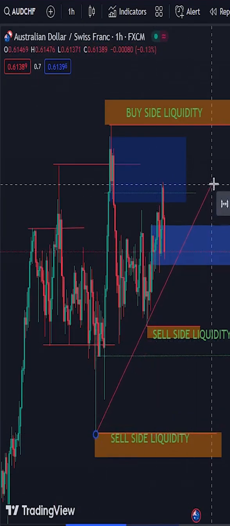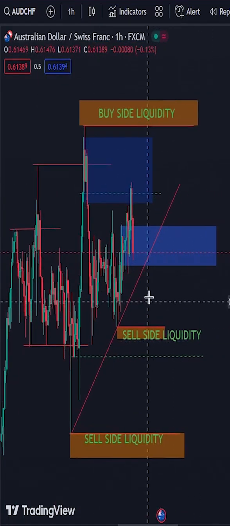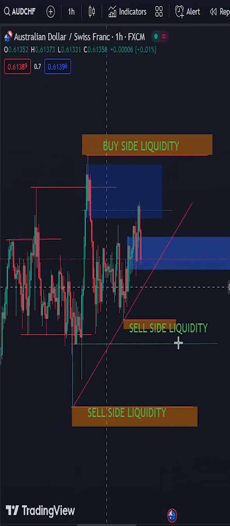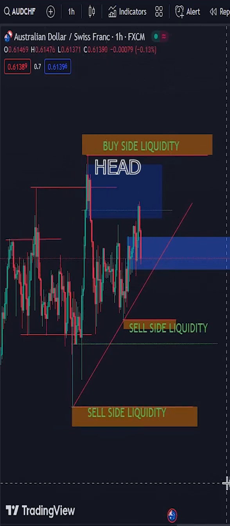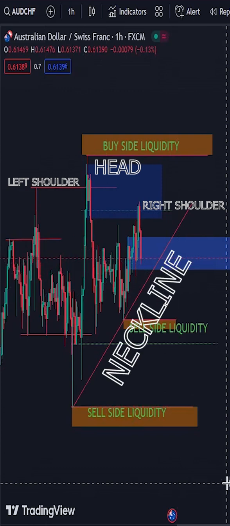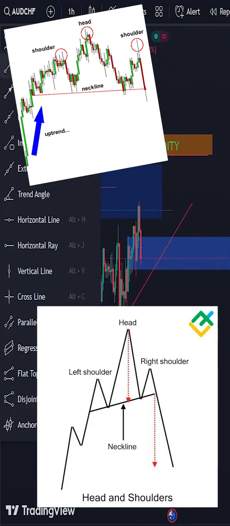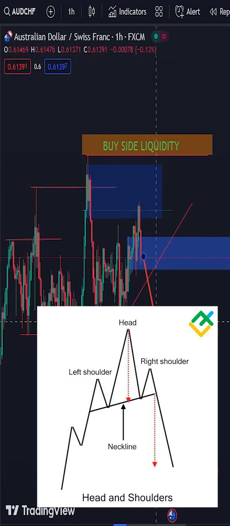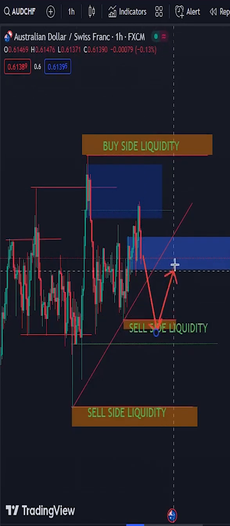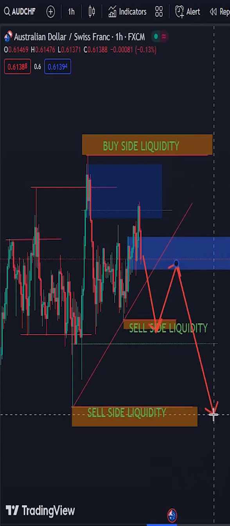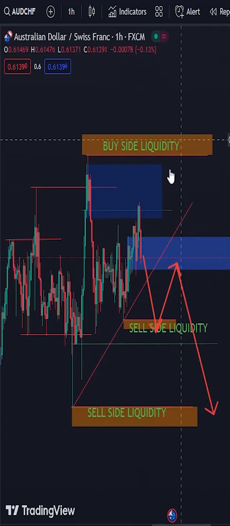Now when we use it in line with price action, we will see that it formed a chart pattern, which is the head, the left shoulder, the right shoulder, and the neckline. Now this is similar to the famous head and shoulders chart pattern. These are the examples. So now price is going to break out below the neckline, retrace back into the neckline, and then continue.